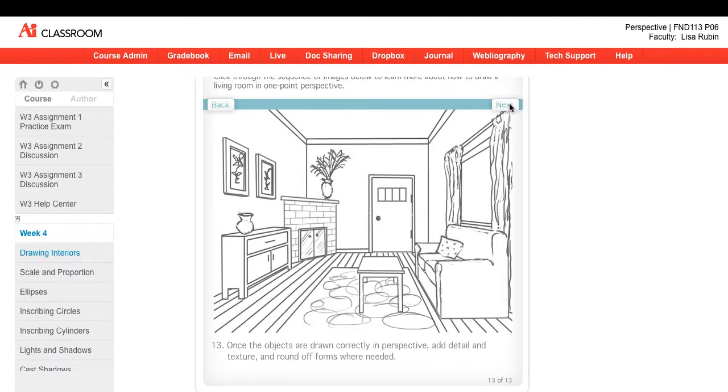And then the details. Detail and texture, rounding off forms, all of that really helps to make the image look professional, complete, interesting to the eye, okay? You don't have to be the best draftsperson in the world to do that either.